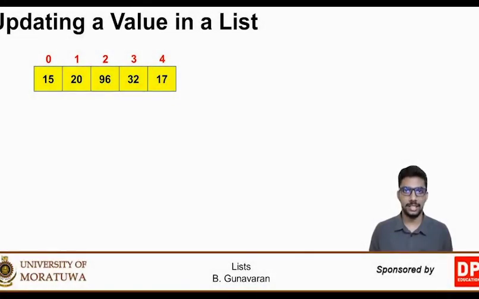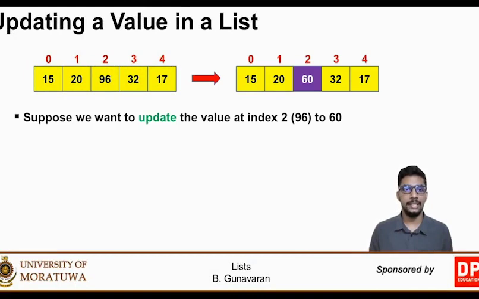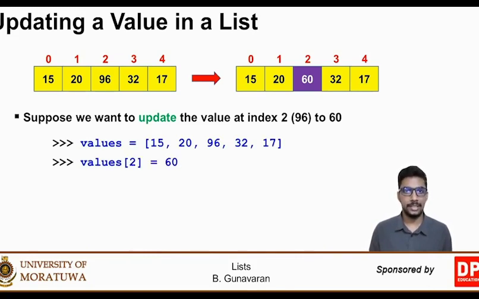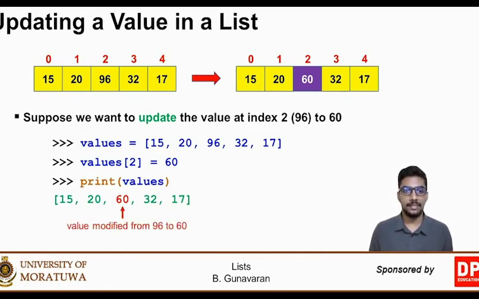The next operation is updating the value at a specific index. Let's say we want to update the value at index 2, which is 96 in this example, to 60 as shown in the diagram. The first step, as always, is to create the list. Now, to update the value at index 2, we use the statement values within square brackets 2 is equal to 60. What it implies is update the value at index 2 of the values list to 60. To check the modification, let's print the list. We can see that the value now at index 2 is 60 and not 96.